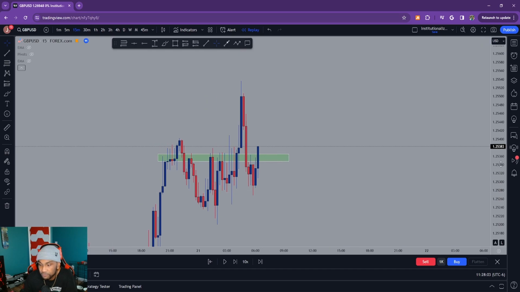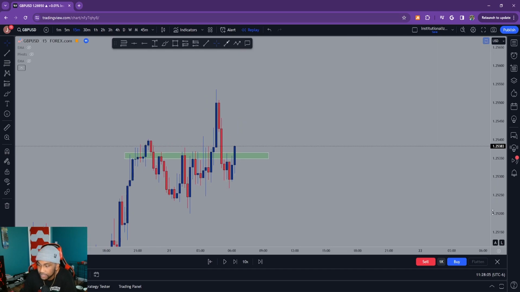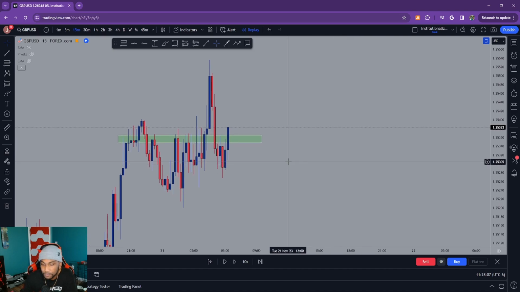Based off of my back testing and just the data that I've been collecting, this is my edge. So from here, I can also feel comfortable that I'll have a place to put my stop loss. I always want to put my stop loss below structure if I'm buying, above structure if I'm selling.